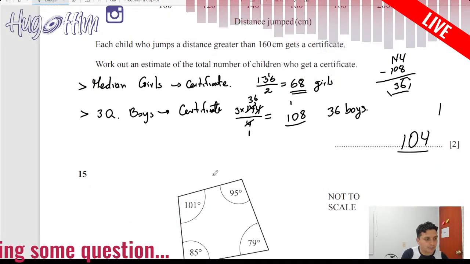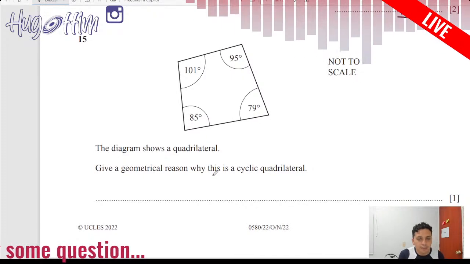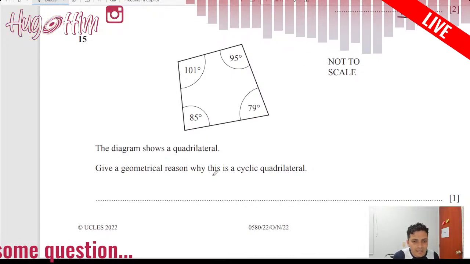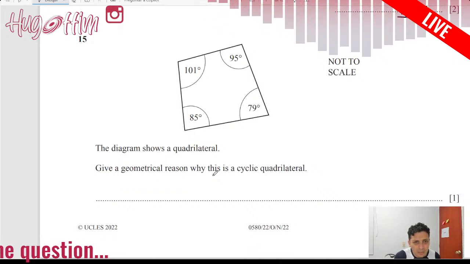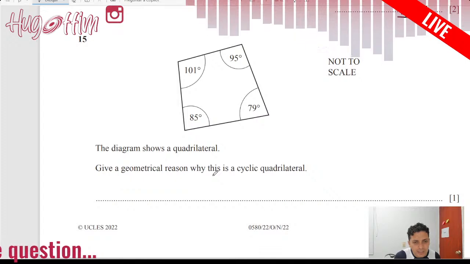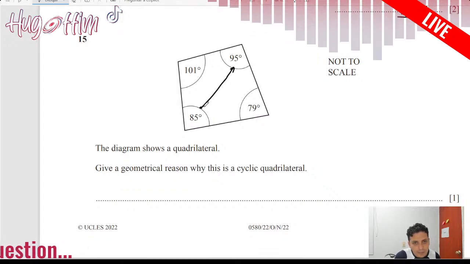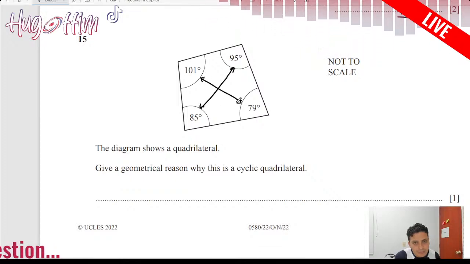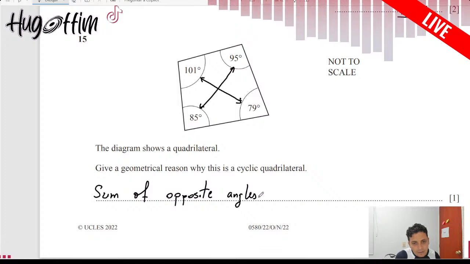I hope it's correct. Next, the diagram shows a quadrilateral. Give a geometrical reason why this is a cyclic quadrilateral. Oh my god, I don't remember what a cyclic quadrilateral is. Oh, I know what a cyclic quadrilateral is. It's because the sum of the opposite angles is 180 degrees.